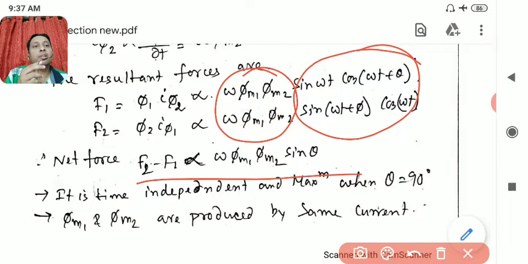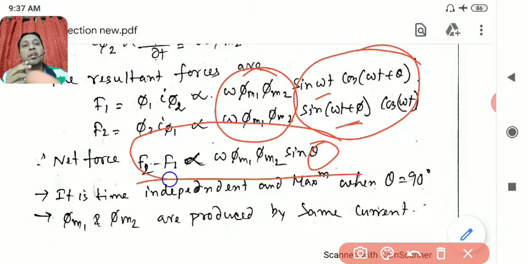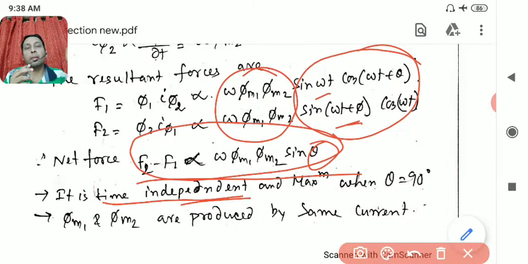Sin a cos b minus cos a sin b is sin of a minus b. If you do sin a minus b, then omega t plus phi minus omega t gets cancelled. You will find only theta. So you can see the expression. This is the net force that is applied on the disc. So it is independent of time. It is fixed. It will not depend on time.